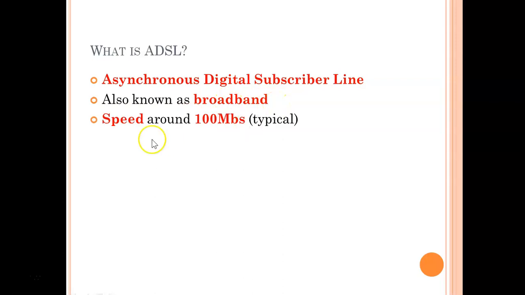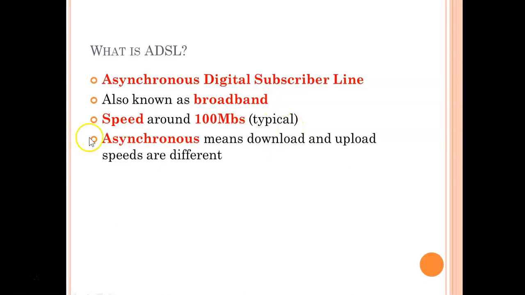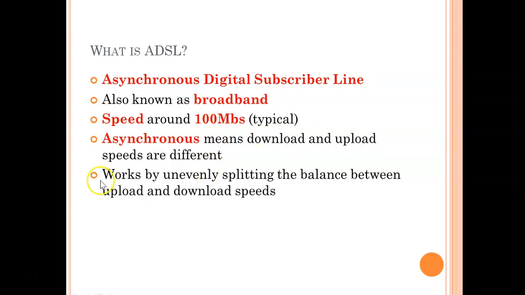So what is ADSL? ADSL stands for Asynchronous Digital Subscriber Line. It's also known as broadband. It has speeds around 100 megabytes per second. The asynchronous, the first part of the acronym, means that the download and upload speeds are different. It works by unevenly splitting the balance between the upload and download speeds, and the download speed is always going to be faster than the upload speed.